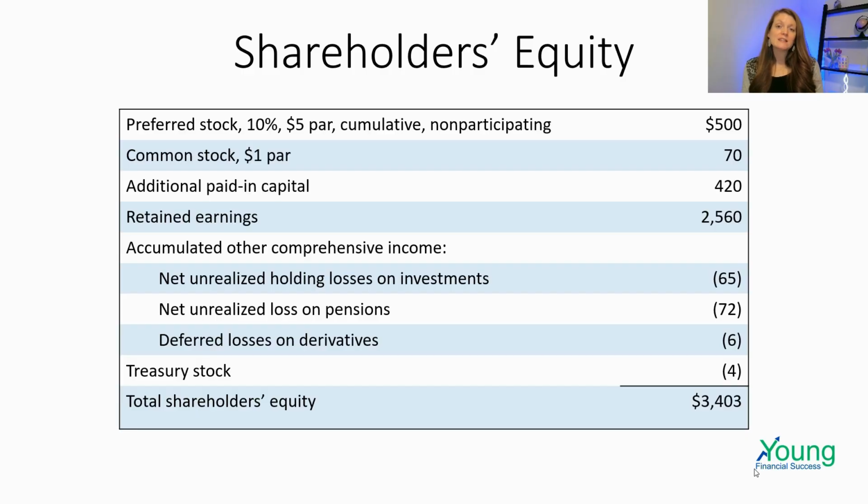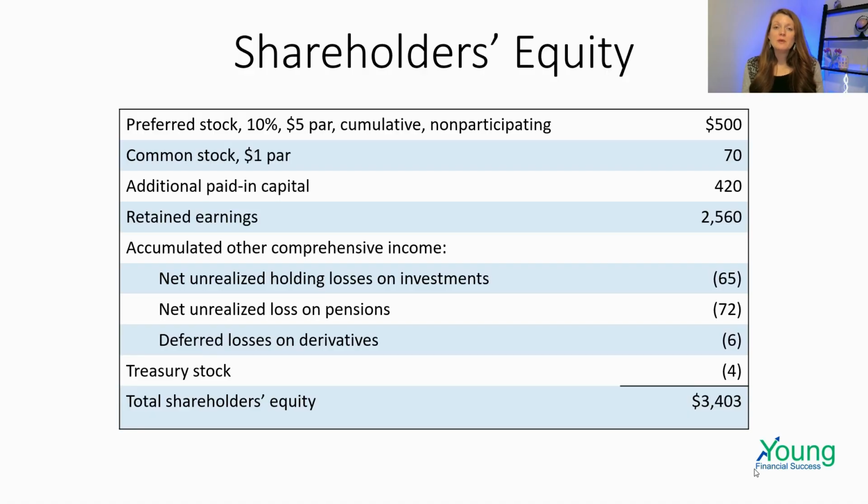Below retained earnings, a lot of times we're going to see accumulated other comprehensive income. So this is going to be some kind of loss or gain from one of 4 different possible transactions that are not going to show up yet in our retained earnings, but we are going to see it on the comprehensive income statement. That could include things like net unrealized holding losses or gains on investments. So if it's a loss, it'd be a negative. Net unrealized loss on pensions. We just talked about pensions in the prior chapter, so hopefully that is ringing a bell. We have deferred losses on derivatives in this example as well.